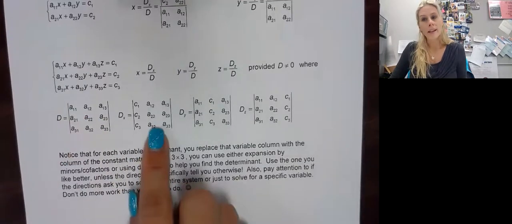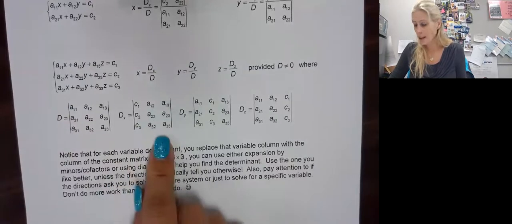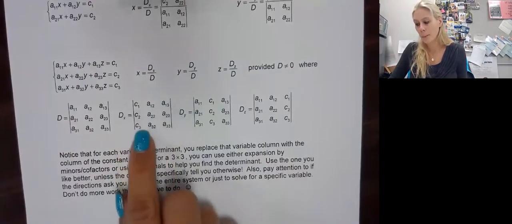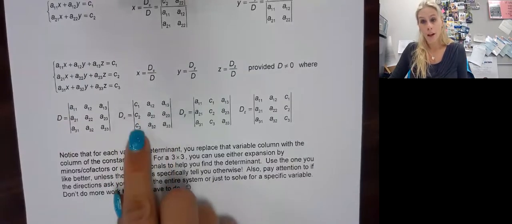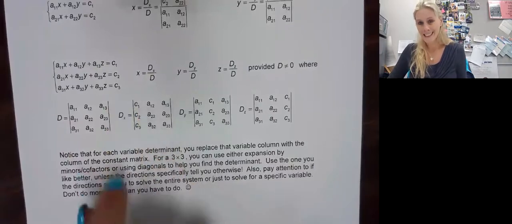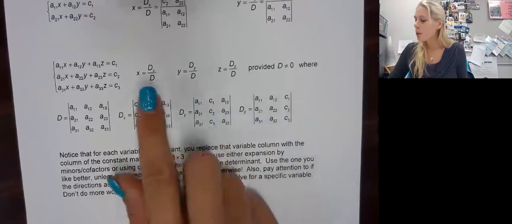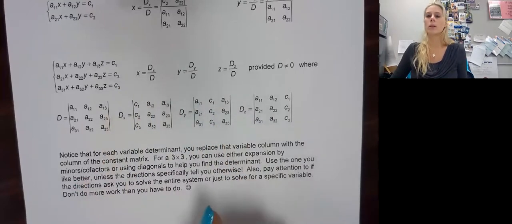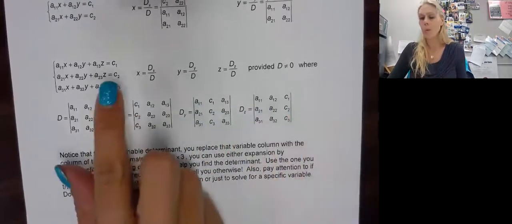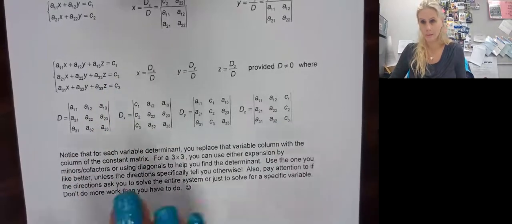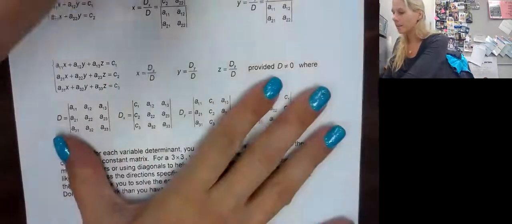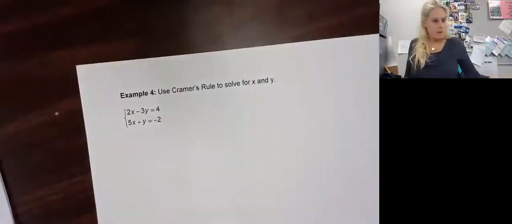Then to find the x, we need that determinant of the x. So what we do is we replace the numbers for x with the constants. For y, we replace the y's with the constants. We replace the z's with the constants. Okay, that's the idea of it. So let's practice.